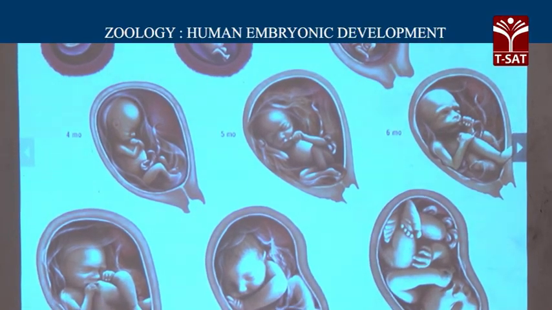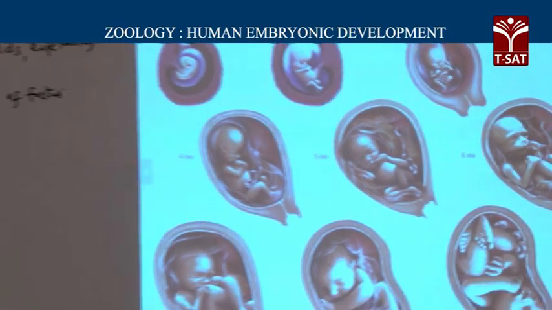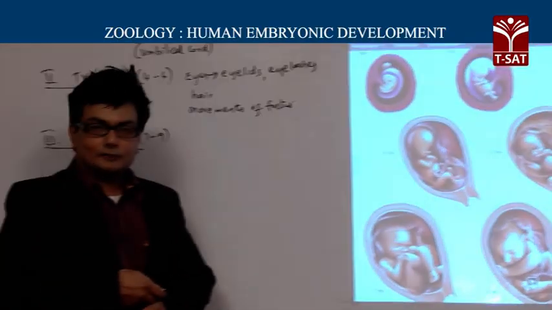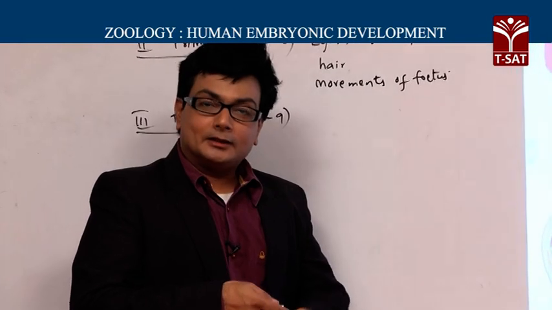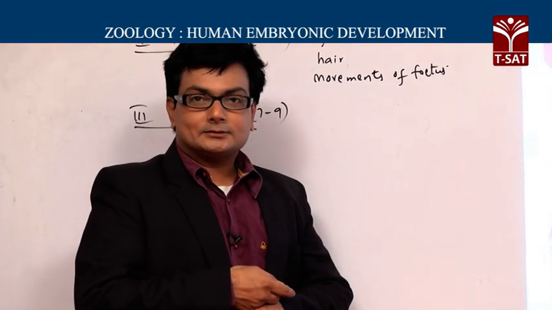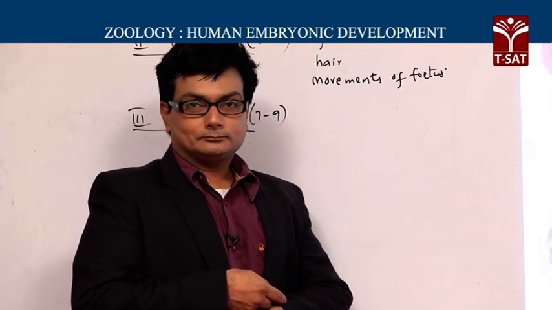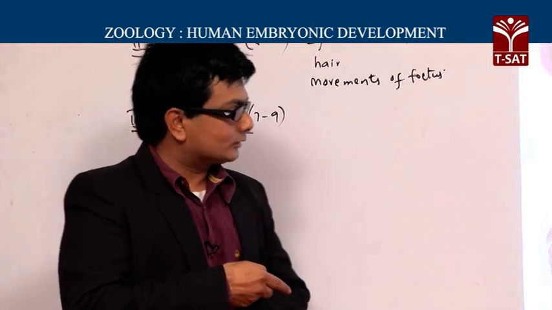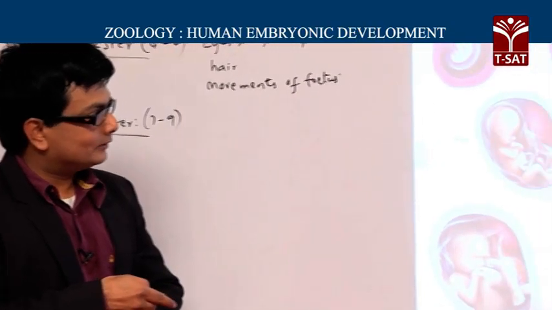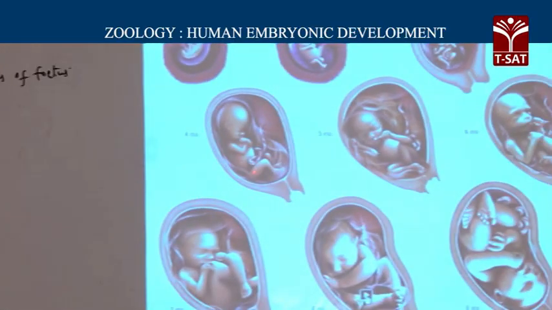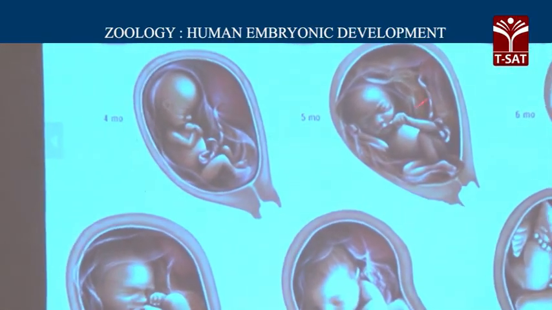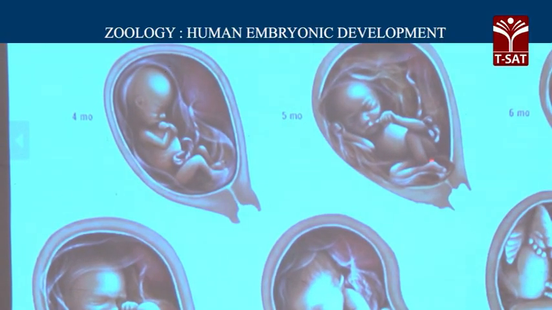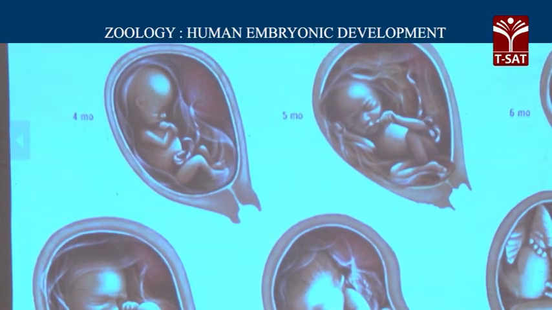In the second trimester, there will be movements of the fetus, and there will be formation of the eyelids, the eyelashes, and of course the growth is certainly progressive. The limbs are also increasing in their length. The umbilical cord is very clearly visible now, umbilical cord here, again the forelimbs, the hind limbs, and the movements of the fetus.